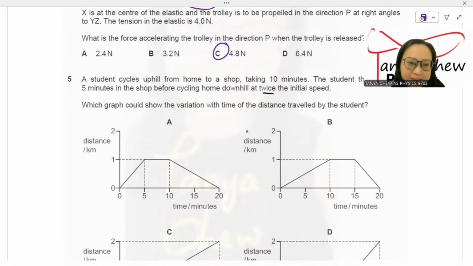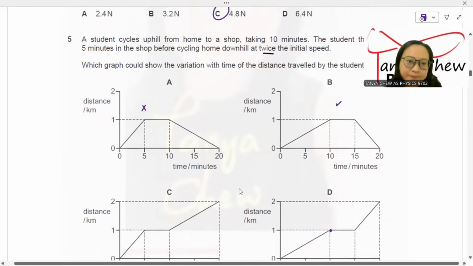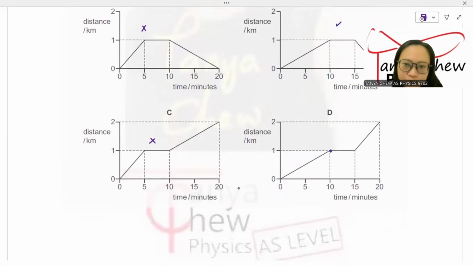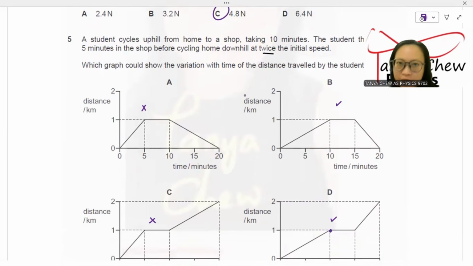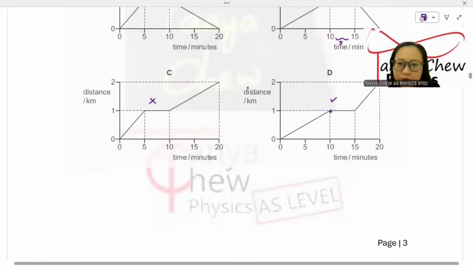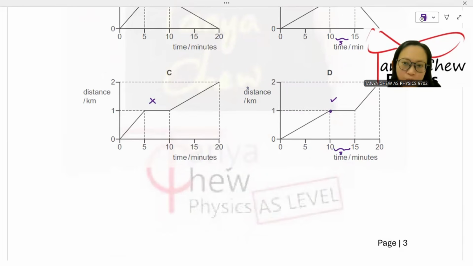Right, now let me see. Travel up the hill to a shop, which takes 10 minutes going up the hill. So the distance must be increasing within that 10 minutes. So this is increasing until 5 minutes, this is wrong. This is increasing until 10 minutes, this is correct. This is until 5 minutes, this is wrong. D is until 10 minutes, this is correct. Now, stop for 5 minutes. Not moving, so the distance stays the same for 5 minutes. This is 5 minutes, yes, correct. This is also 5 minutes, which is correct as well.